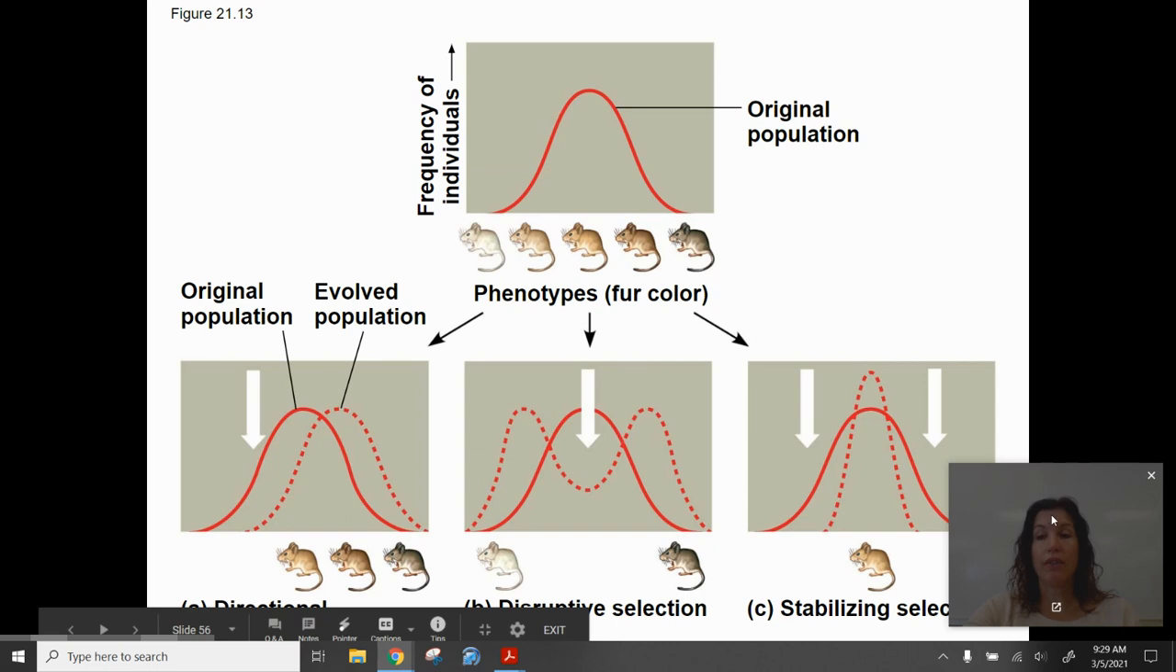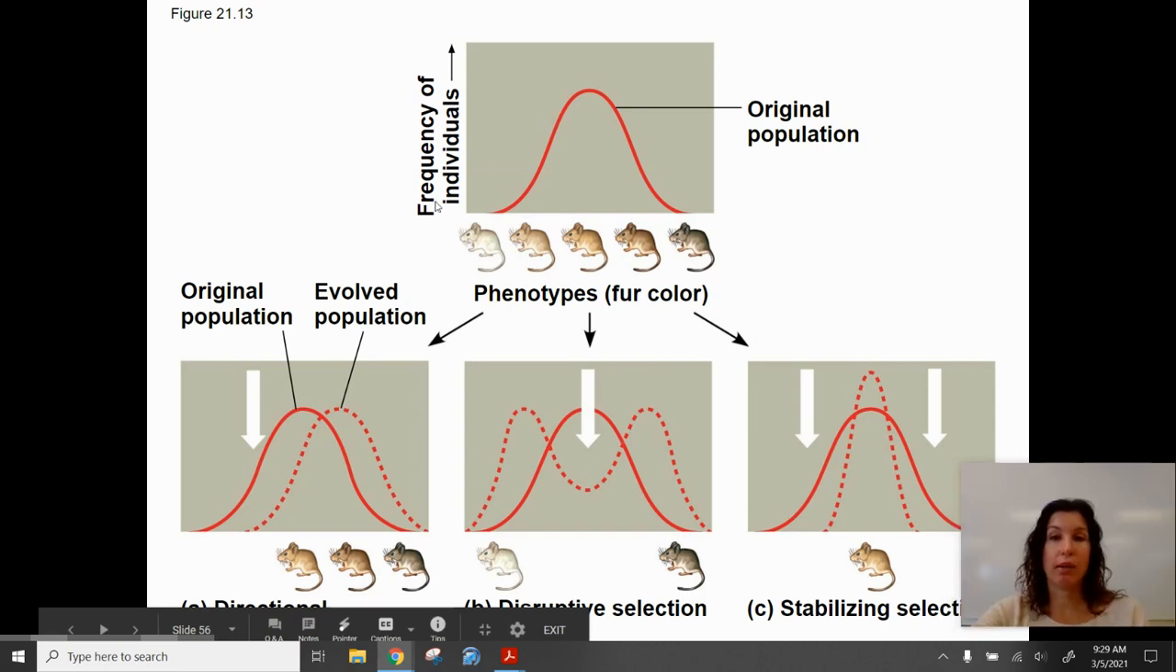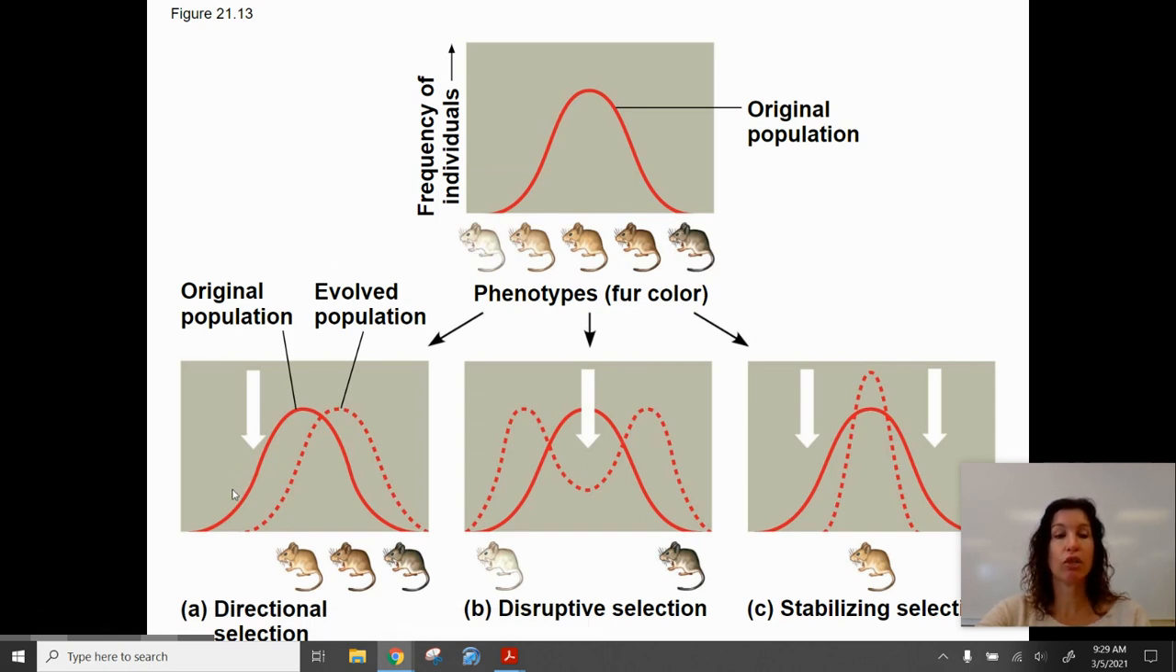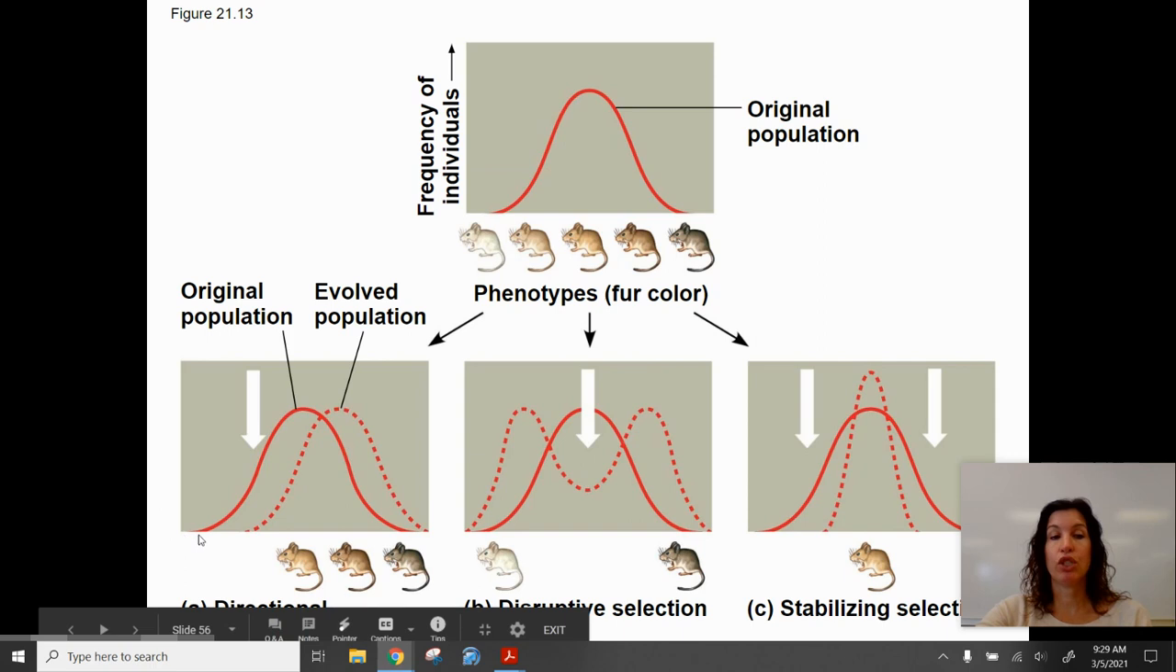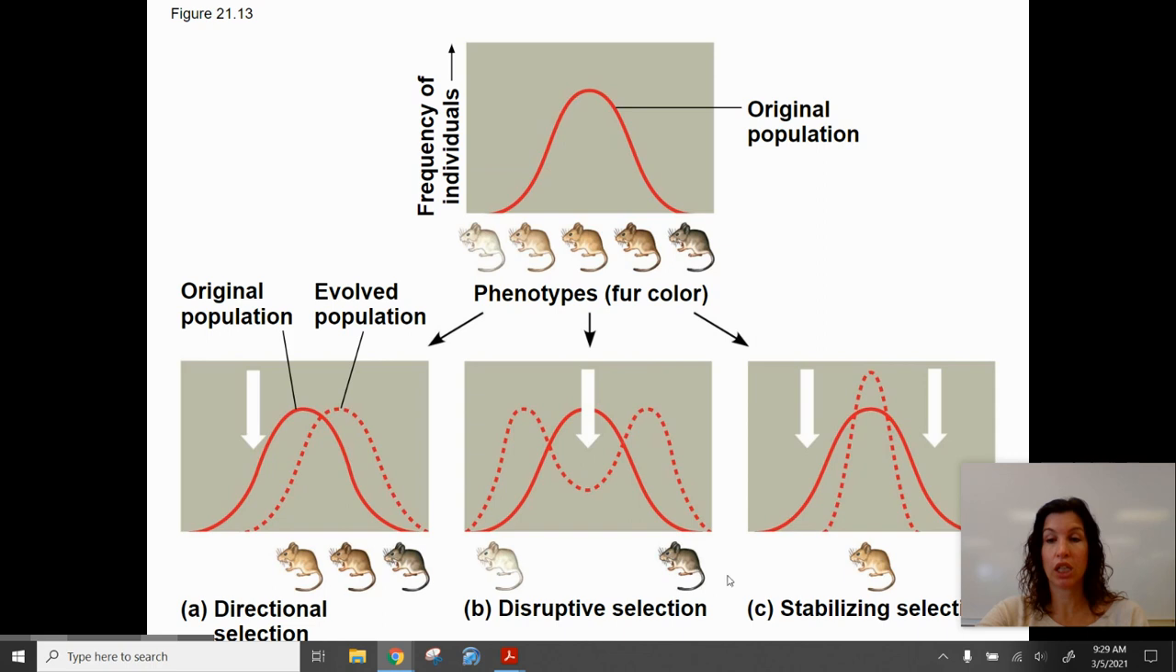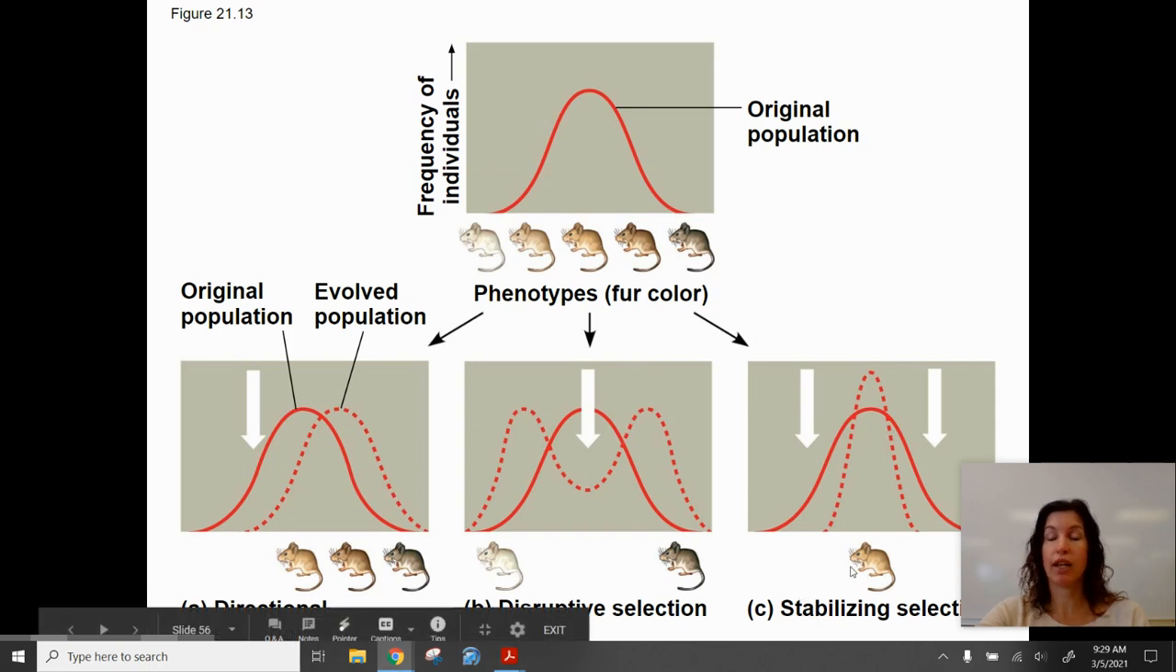You can see here's all of them together, just so that we can see the example. Our original population, let's just say we're talking about fur color in mice. If we're talking about directional selection, they would shift to one extreme. So the mice may get darker fur. Disruptive, we would just have the 2 extreme phenotypes of very light fur color and very dark fur color. Stabilizing, we would just see that intermediate tan color mouse.